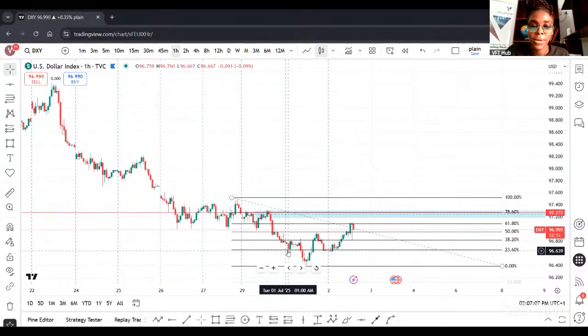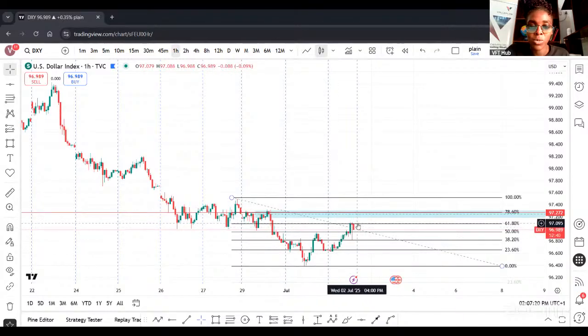Shoulder at 96.639, sweep to the downside. We've seen a break to the upside. All we saw was price retracing into this very left shoulder and we're seeing more push to the upside. And of course, we know where price wants to buy into the 4-hour order block on the DXY.